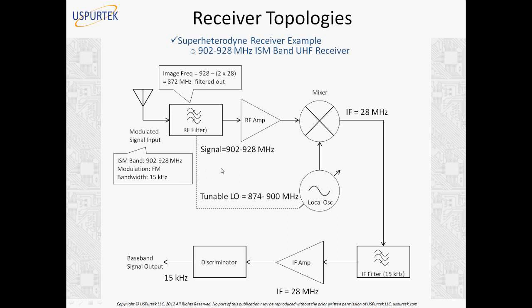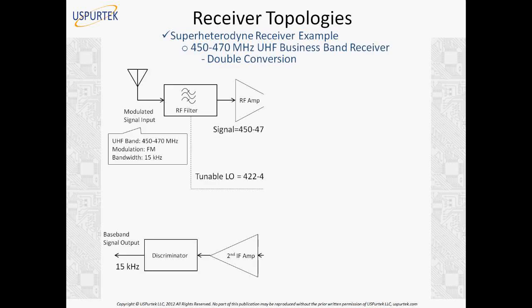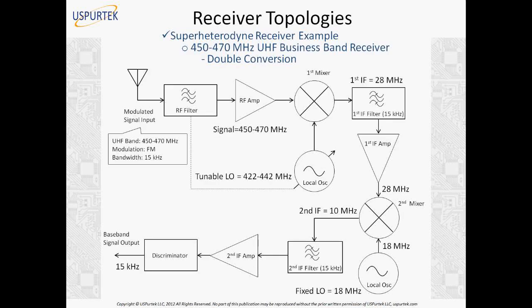Well, this is going to a next step. We also have double conversion superheterodyne receivers. Now this is an example from a 450 to 470 megahertz UHF business band receiver. It's a double conversion. Why is it double conversion? Because instead of one IF, we have two IF stages. The first IF is at 28 megahertz here, and the second IF is at 10 megahertz here.